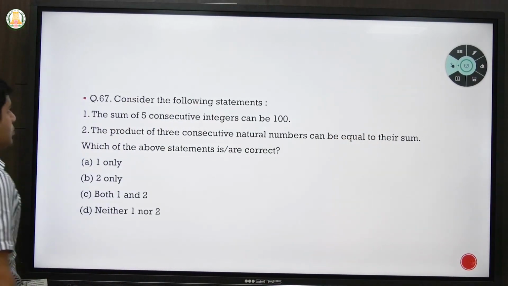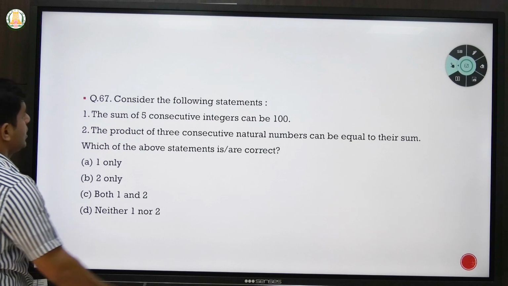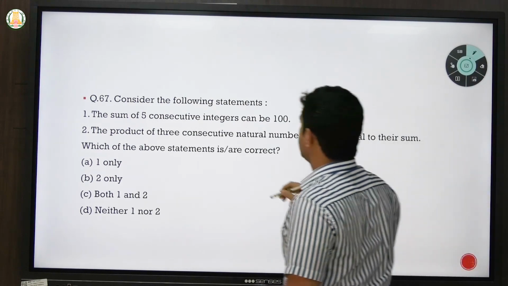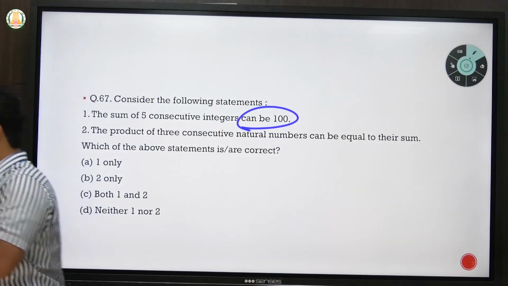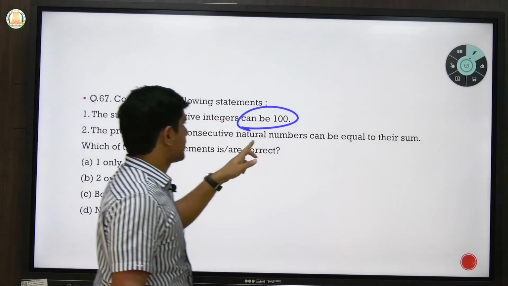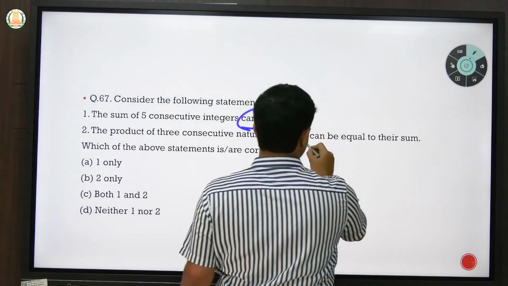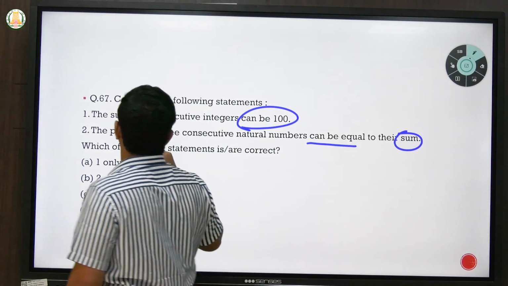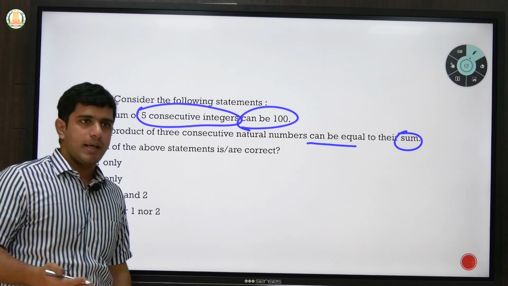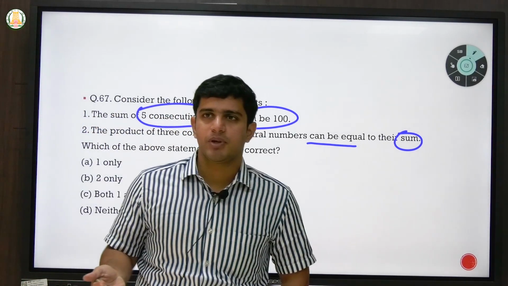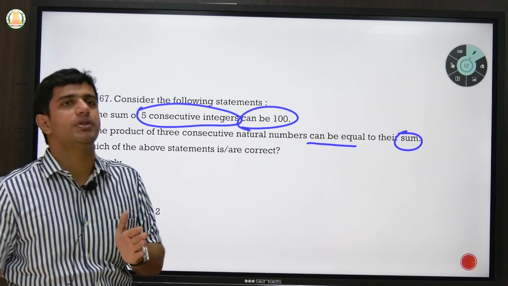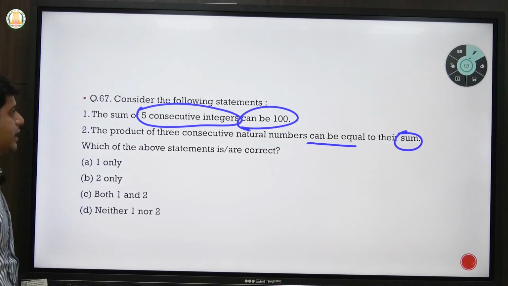So consider the following statements. It says the sum of 5 consecutive integers can be 100, and the product of 3 consecutive natural numbers can be equal to their sum. So understand, what do 5 consecutive integers mean? They can be any integers, negative or positive, but they have to be consecutive, next to each other. As we have seen in the consecutive squares, that is what consecutive means, next to each other.